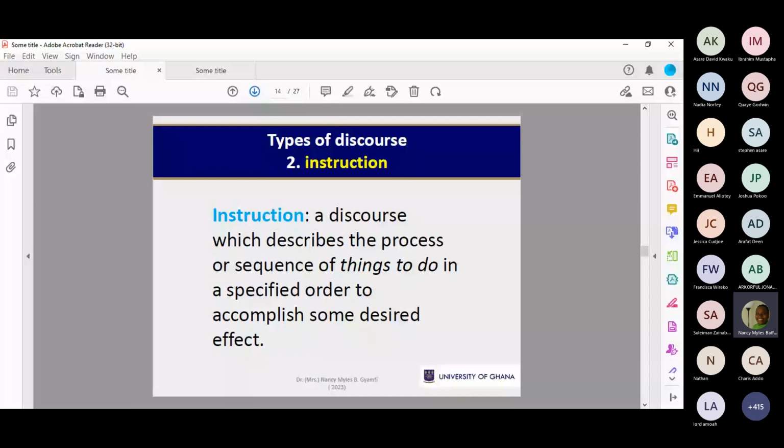So a discourse which describes the process or sequence of things to do in a specified order to accomplish some desired effect. So how to get it done. The steps, the sequence that you follow to get to a result, like an operational definition. So that passage would be described as an instruction if it's only telling you how to get it done, whilst it will be described as a narrative if it only reported how it was done.